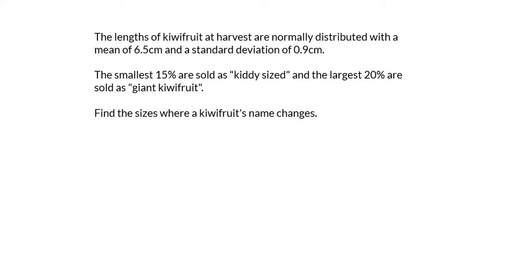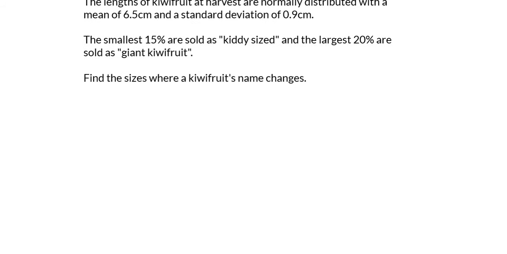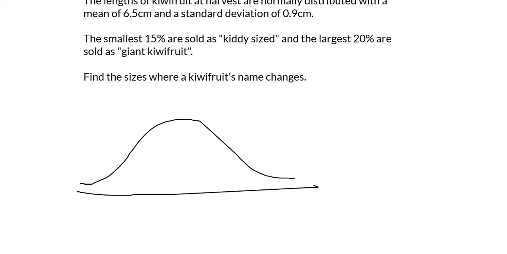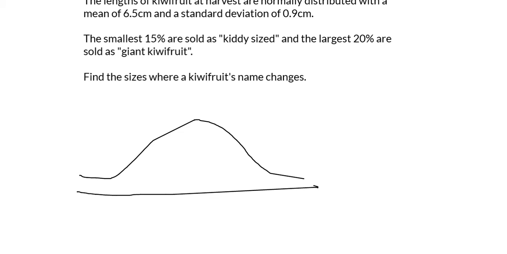Okay, so here's another normal distribution problem. This is an inverse problem. The lengths of kiwi fruit at harvest are normally distributed with a mean of 6.5 centimeters and a standard deviation of 0.9. So if we draw our graph of it, we know our mean here is 6.5 centimeters.